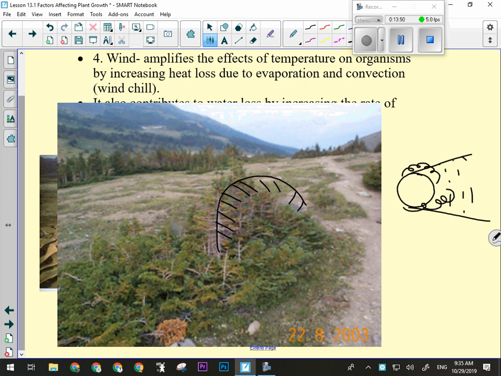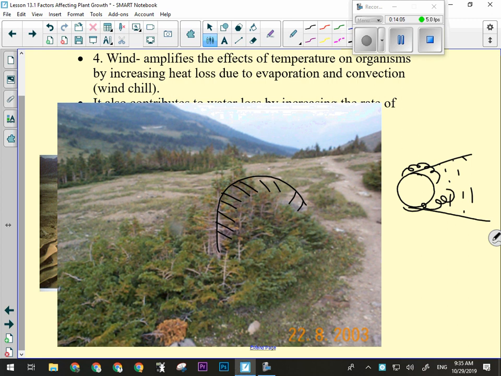So these act like a big snow fence by slowing the wind down and allowing the snow to pile up and cover them up in the winter, protecting them from the harsh temperatures, because snow is a good insulator. That sort of makes sense?